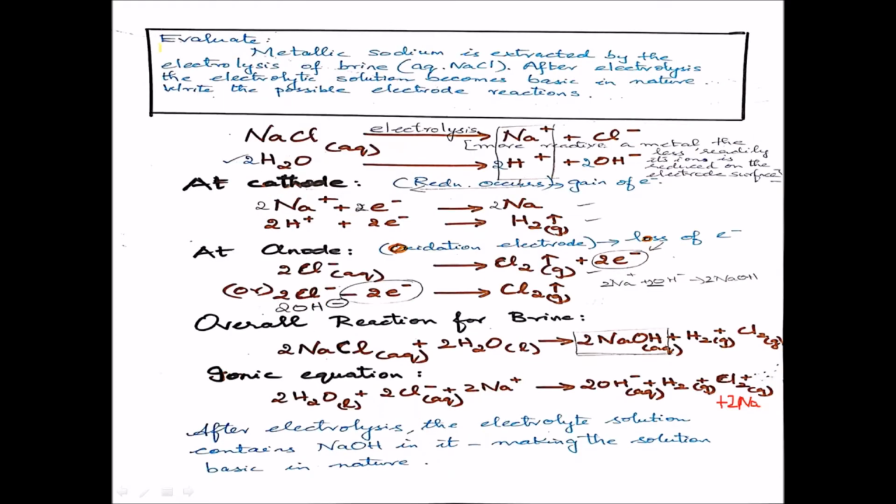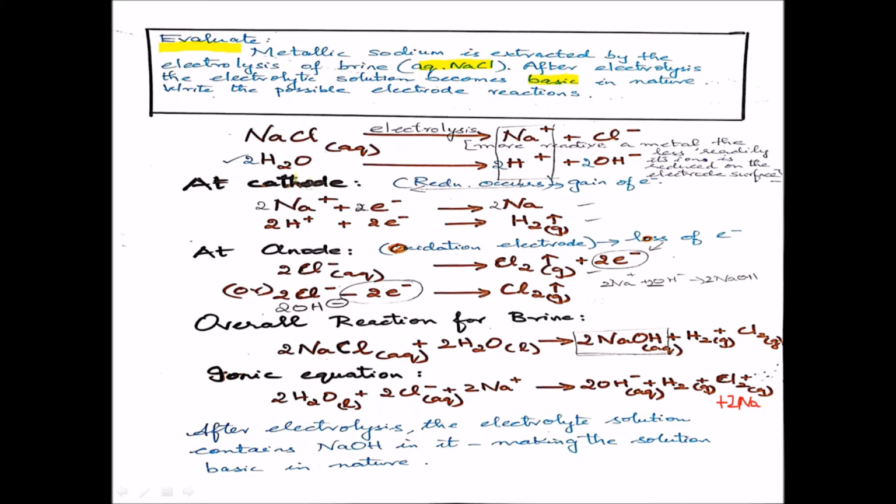Let us go through this evaluation question. Metallic sodium is extracted by the electrolysis of brine, which is aqueous NaCl. After electrolysis, the electrolytic solution becomes basic in nature. Write the possible electrode reactions.